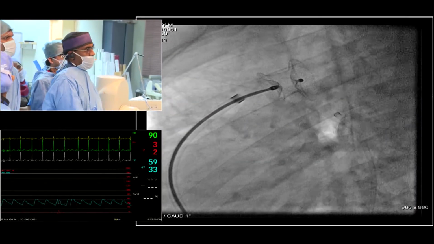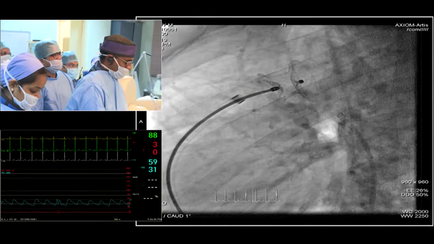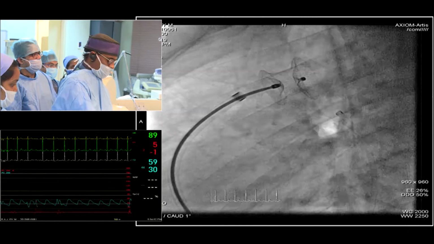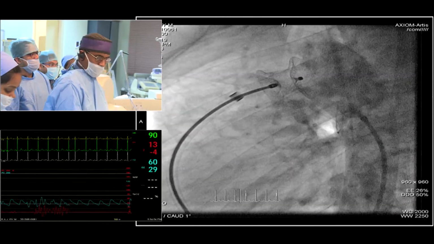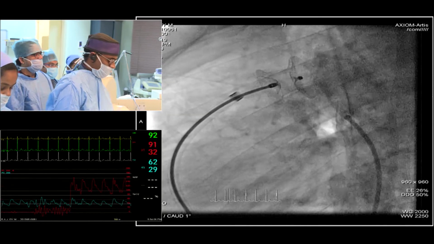Looks super. Yep, very good. What do you think of that residual flow? This is just from the tilting of the device, right? Not from that. It's through the fabric of the device, I think.